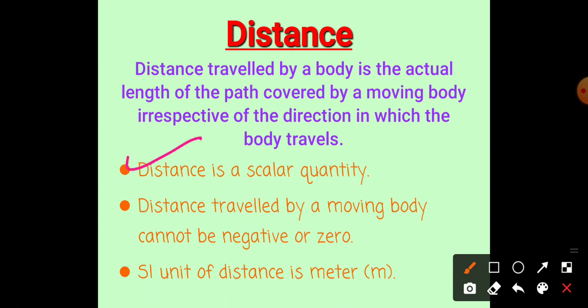Distance is a scalar quantity. Scalar quantity means it has only a magnitude but not direction. So distance does not depend on the direction. Second, distance traveled by a moving body cannot be negative or zero. That means if a body is in motion, the distance traveled by that body cannot be negative or zero. It has only positive values. Third point, SI unit of distance is meter.